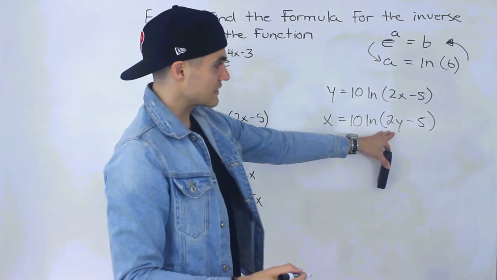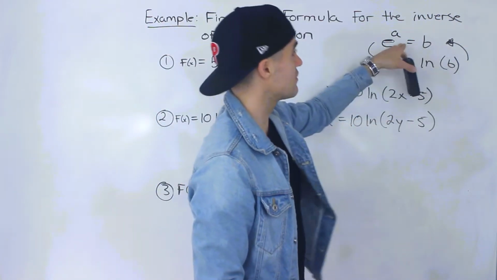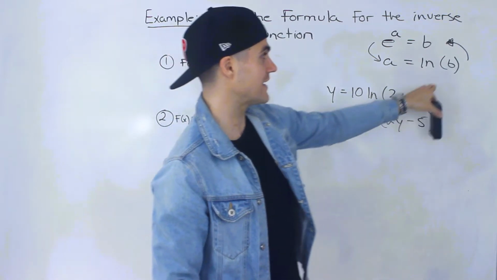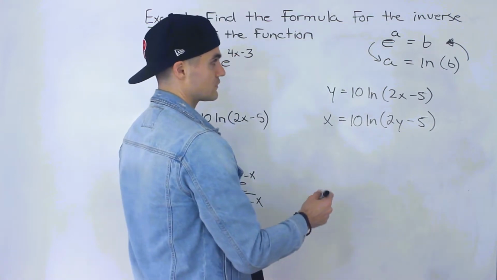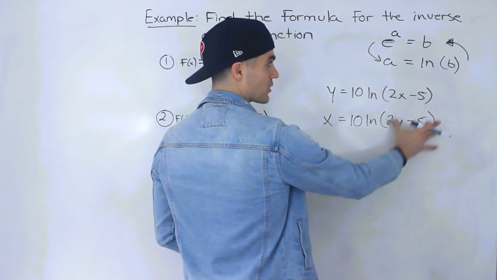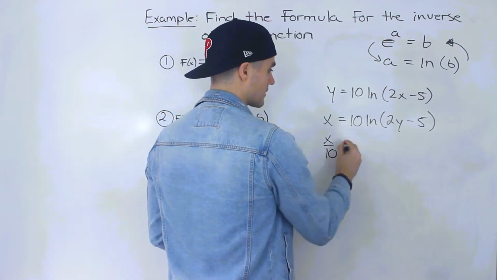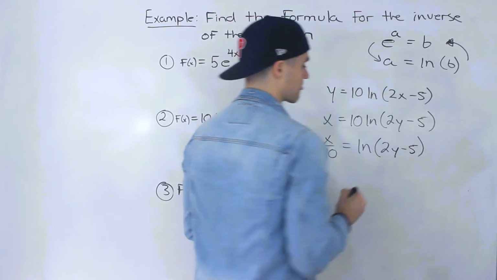And so we got to isolate for this y here. So notice that we're going to be going from this to that now, right? Because the variable that we're isolating for is this b value. So we got to get that b value by itself. So first thing is we got to get this ln expression by itself. So divide both sides by 10. So we'll have x over 10 equals ln of 2y minus 5.